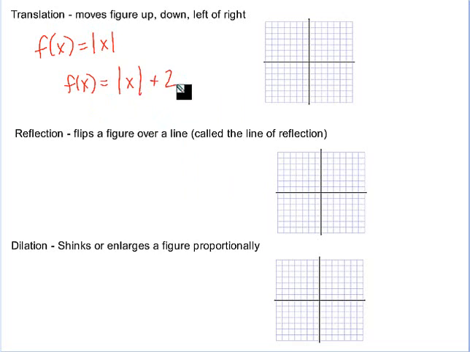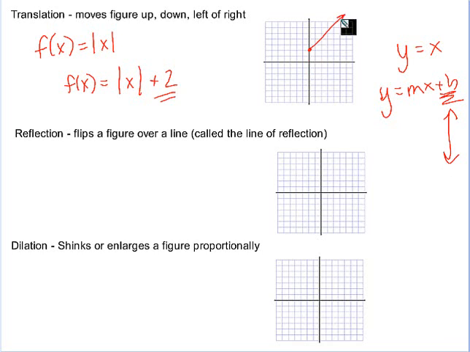Think about what happened to your function y equals mx plus b and what that plus b stood for. That plus b shifted our graph up or shifted our graph down. Ditto here. This plus 2 will shift our graph from the center. It will shift it up 2. And then from there, we just have to draw our absolute value graph in.